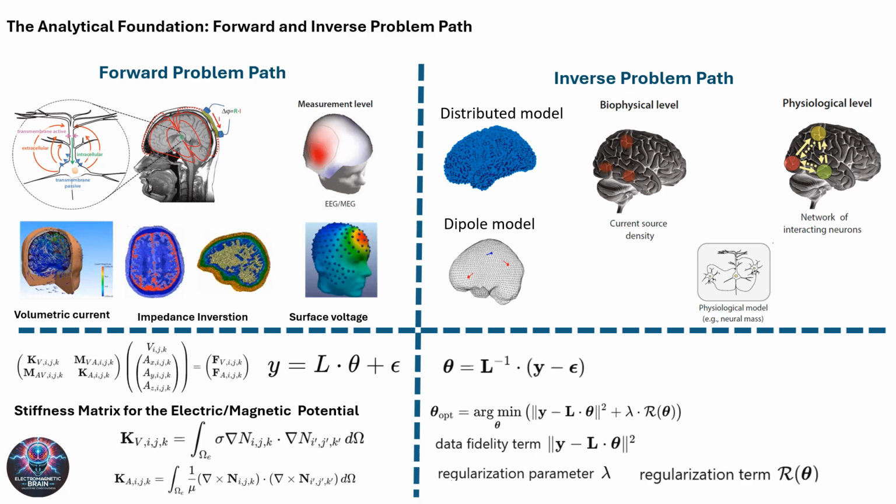At the core of neuroelectromagnetic imaging lies the analytical solution of the neuroelectromagnetic problem, structured around two key components, the forward problem path and the inverse problem path. The forward problem is fundamental. It computes how neural currents within the brain generate measurable electromagnetic signals on the scalp.